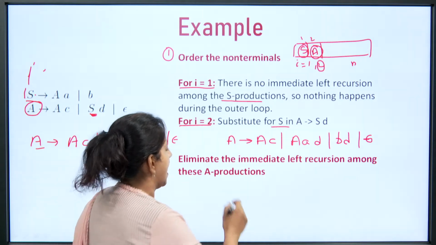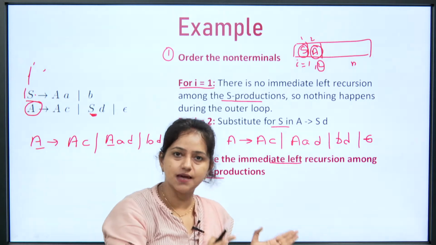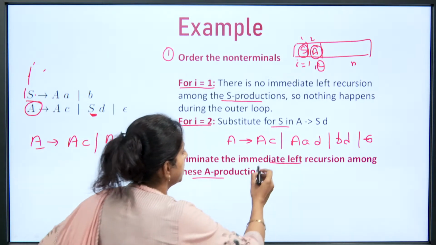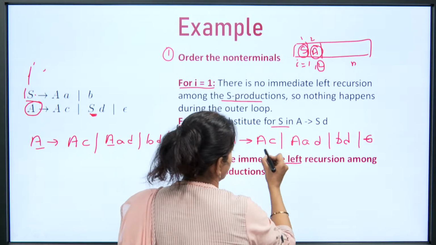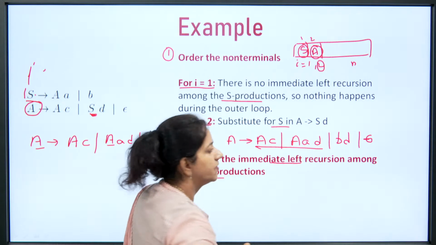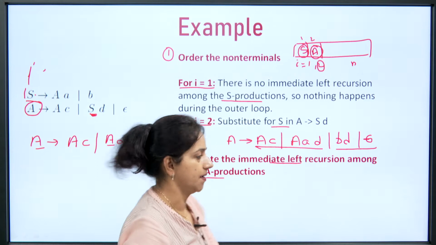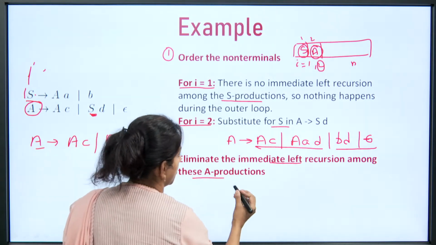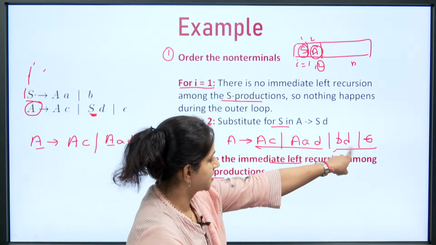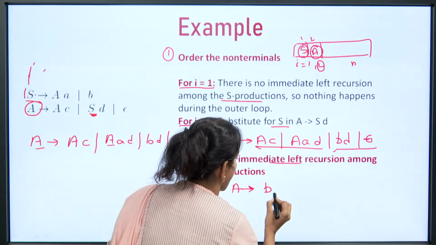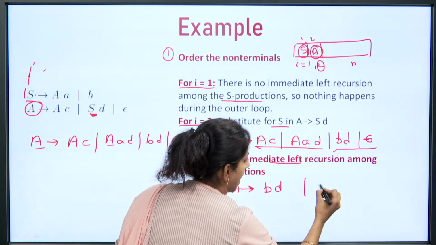Now we will eliminate immediate left recursion among these A productions using the same rule that we studied earlier. Now here we have immediate left recursion. So here A2 is a production, these are the alternates that are beginning with capital A, and these are the alternates that are not beginning with capital A. So we will rewrite the A productions, starting from the alternates that are not beginning with capital A, they are BD, and this is epsilon.